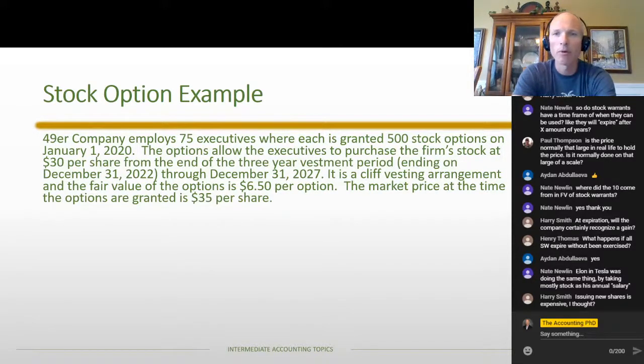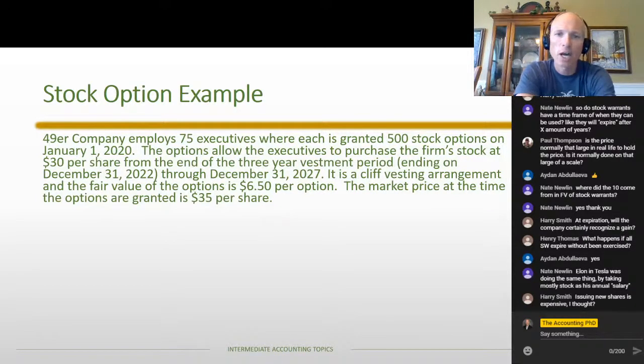It's very common to see a cliff vesting arrangement. Probably the most common, though, is where if it's a 3-year investment period, they'd have like a third vest after 1 year, another third vest after 2 years, and another third vest after the 3rd year. If it's that kind of arrangement, the way that we record compensation expense would be a little bit different. This is just the simplest one for learning this concept the first time.